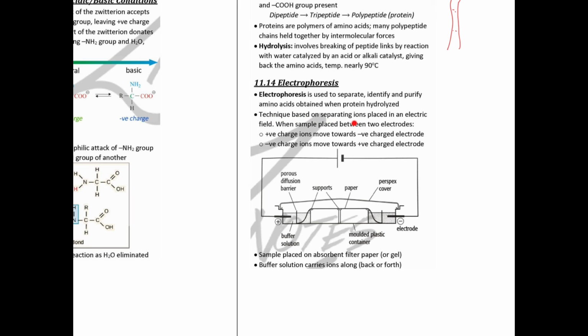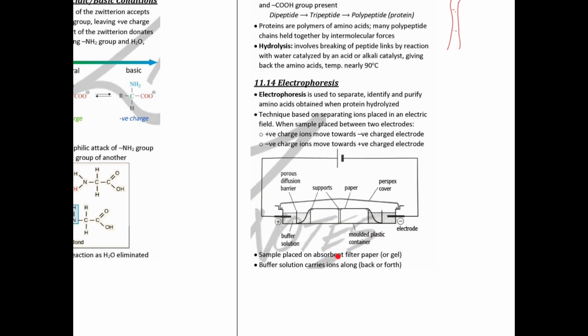When the sample is placed between two electrodes, imagine we put our sample here, in the middle. The positively charged ion moves towards the negatively charged electrode. So the positively charged amino acid will move to the right. The negatively charged ion moves towards the positively charged electrode. That means the negatively charged amino acid will move to the left.